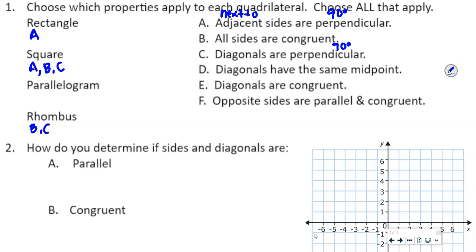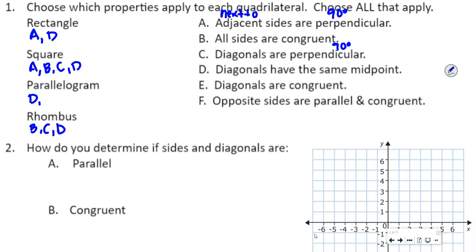Then it says diagonals have the same midpoint. That's true of all parallelograms, okay? So diagonals have the same midpoint. So that's going to be D and D and D and D, because remember, all these shapes are parallelograms, right? Okay. Then it says diagonals are congruent.